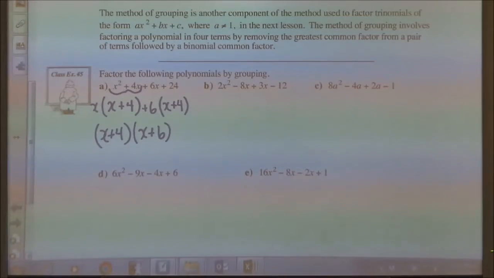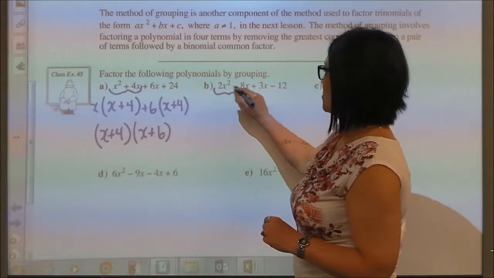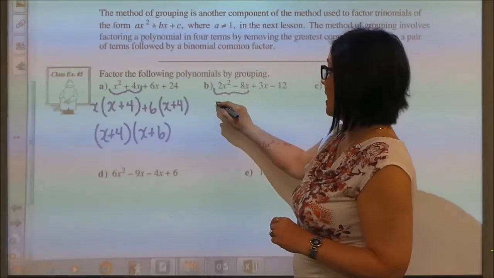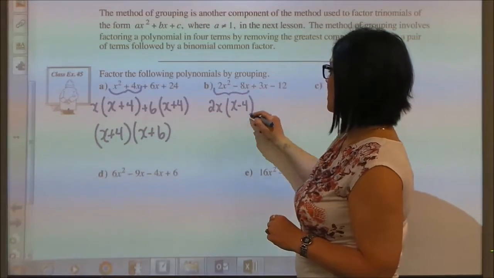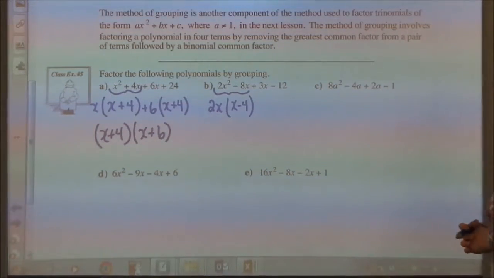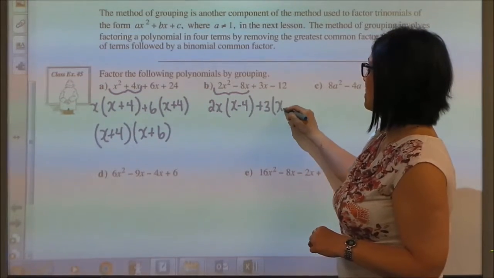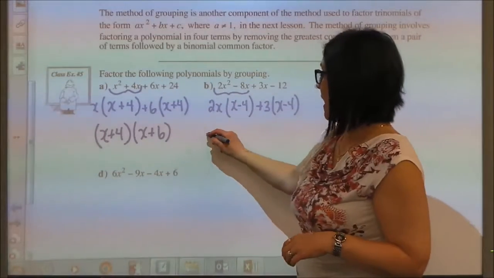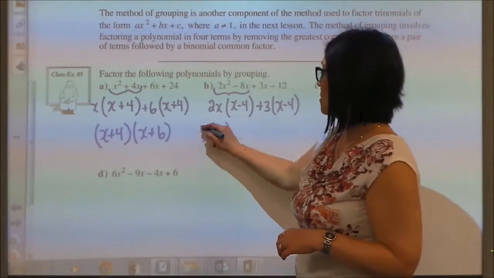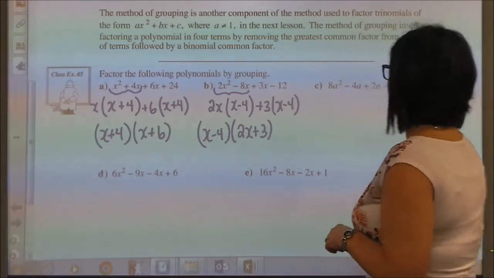Okay, so if we repeat the process for B, 2x squared and 8x have a 2x in common, leaves me with an x minus 4. 3x minus 12 has a positive 3 in common, which also leaves me with an x minus 4. I can now factor out the x minus 4, leaving me with 2x plus 3.